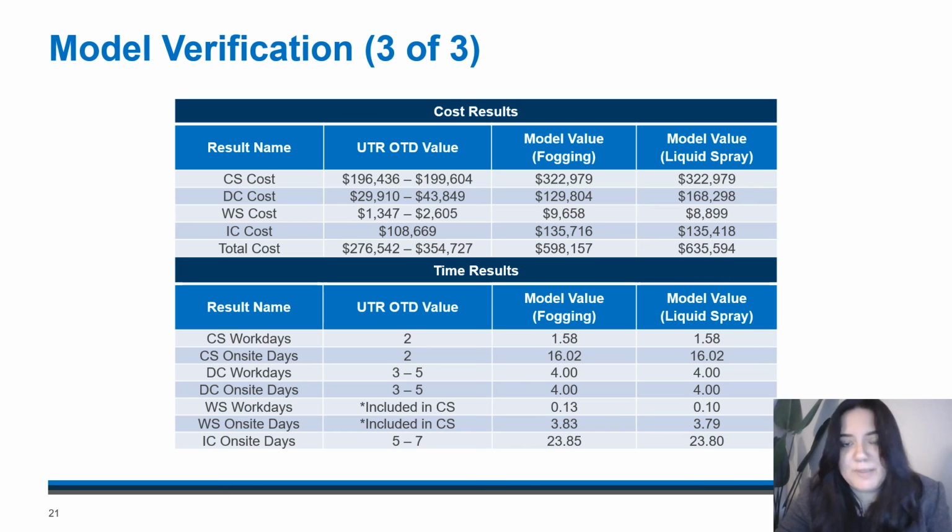But we see a similar pattern in these results as we did with BOTE, where the number of on-site days for sampling and incident command is somewhat higher due to the inclusion of lab days, while the remaining results align closely with the reported values.